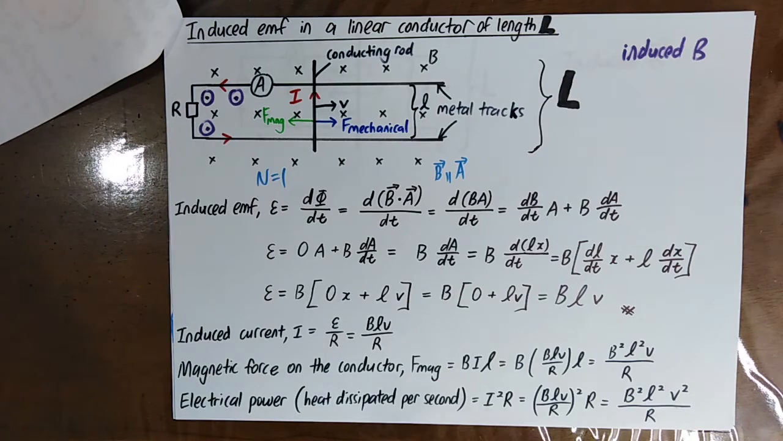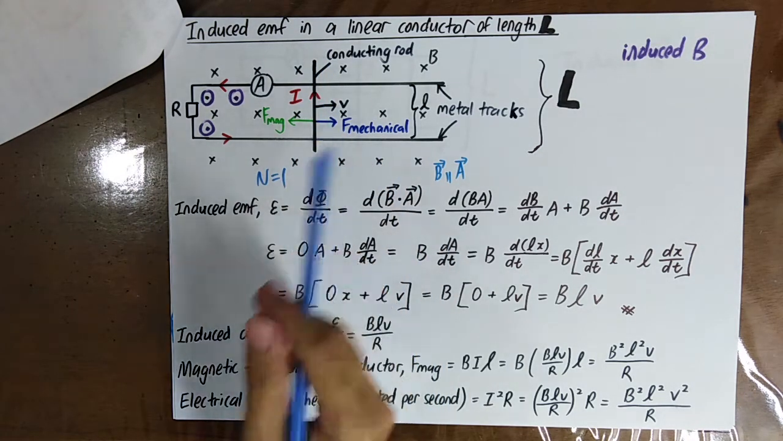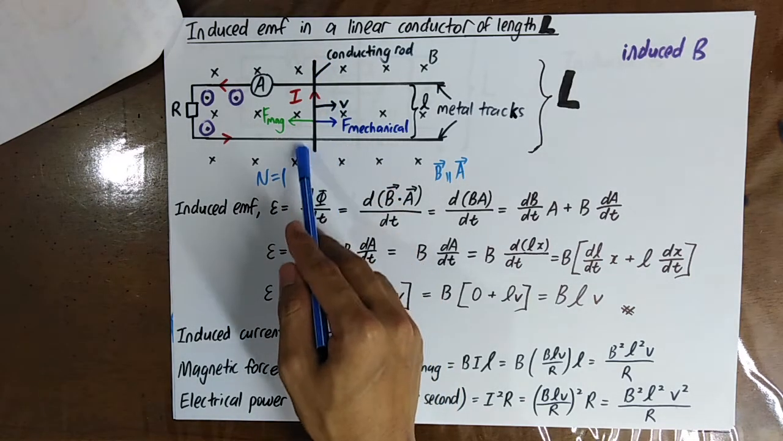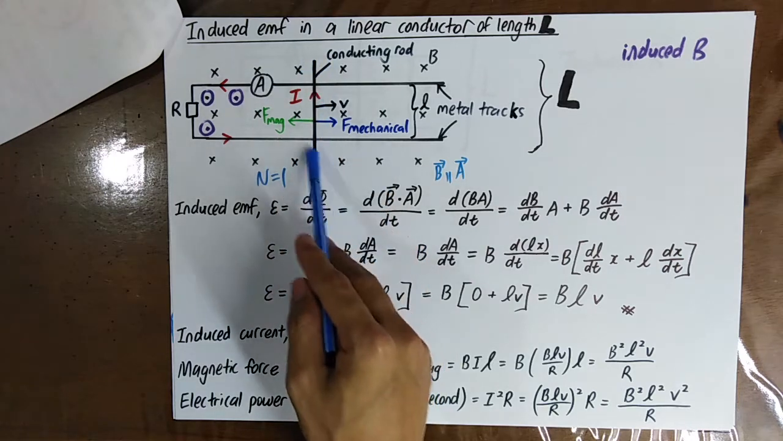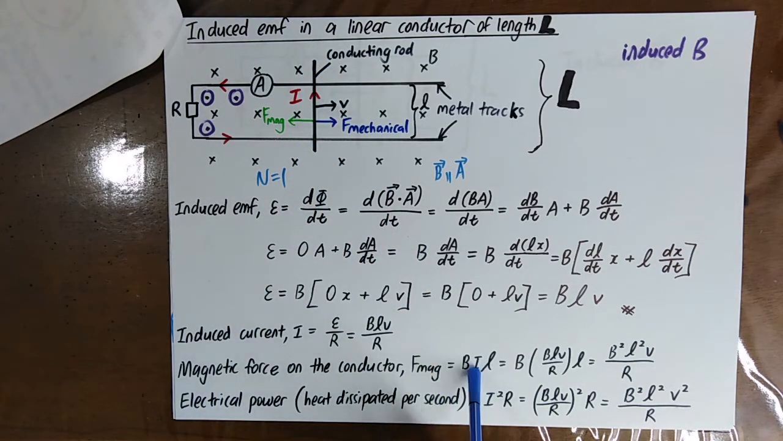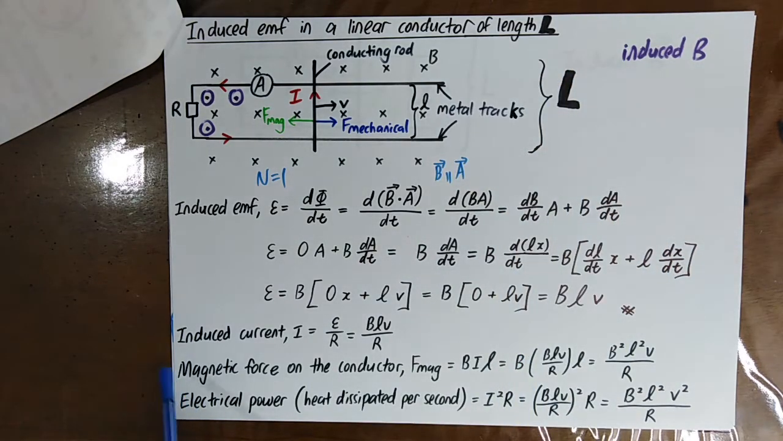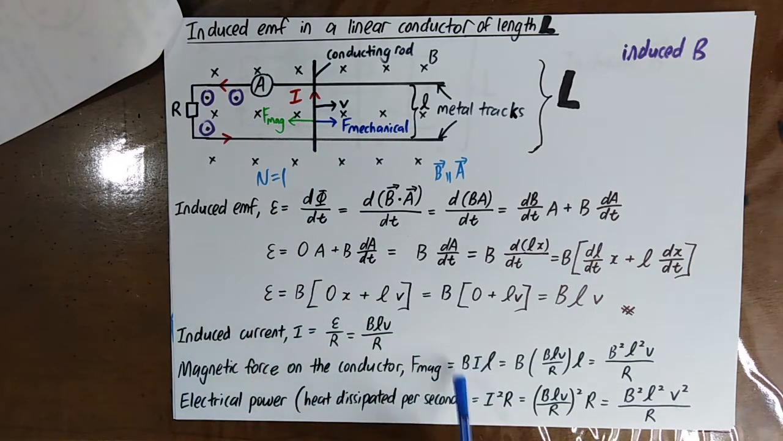So actually there's really no current here, and there's really no current here. So when there's no current moving in this section and no current moving in this section, you don't have to consider this and this length anymore. That's why I use small l instead of capital L. So this is the magnetic force acting on the conductor rod as a whole, BIL.